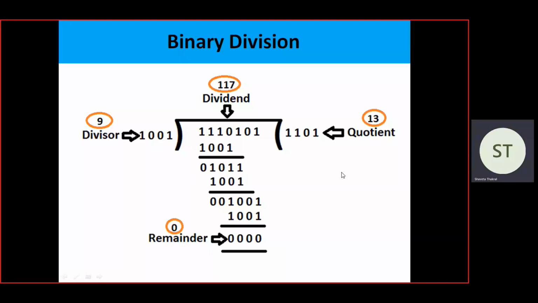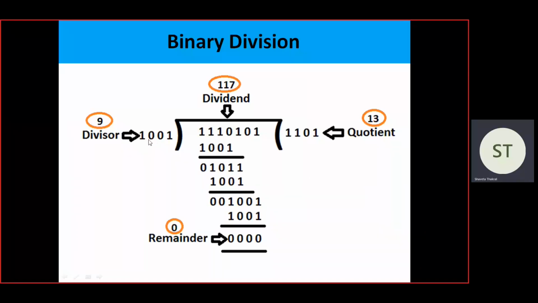Then next we have binary division. In binary division we are taking two decimal numbers, 117 and 9. So 117 is considered as the dividend and 9 is considered as the divisor. So 117 needs to be converted to binary, 1110101, and 9 is converted to binary 1001, and here we write the quotient and here we write the remainder.